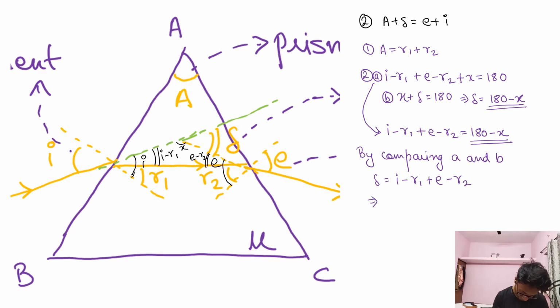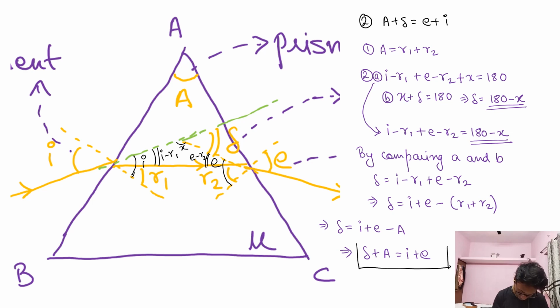Or D is equal to I plus E minus of R1 plus R2. I took the minus common. Now what is R1 plus R2? R1 plus R2 is nothing but A, as derived in the previous slide. So I can simply say angle of deviation is equal to I plus E minus A. Or if you take the A to the left hand side, D plus A is equal to I plus E. This is our second derivation, or second relation between angles of a prism. Now what we're going to study is the condition for minimum angle of deviation.